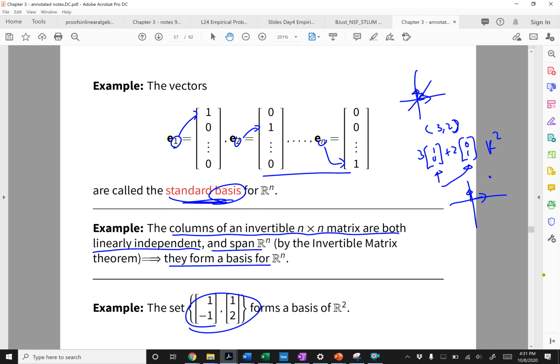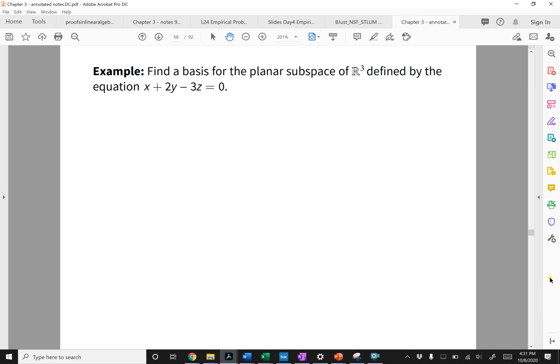Here's a set that forms a basis for R2. Let's see, this is 1, 1, then we're over 1, down 1, and over 1, up 2. Those 2 are linearly independent, and there are 2 of them, so they'll span 2 dimensions, so they are a basis.